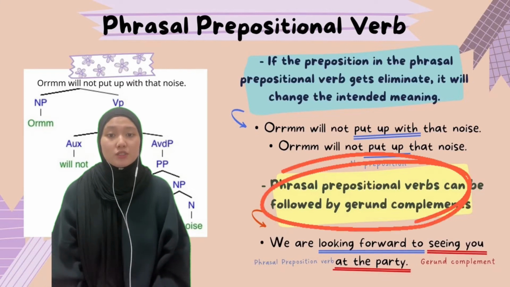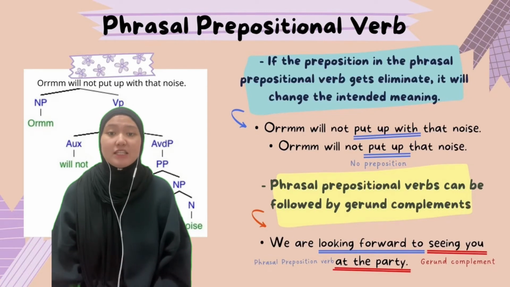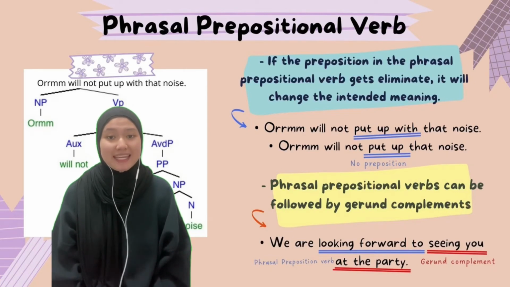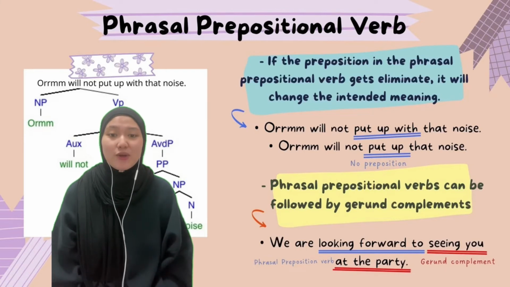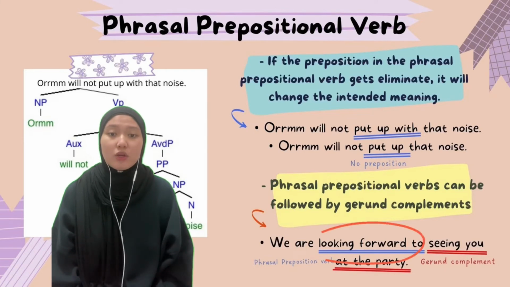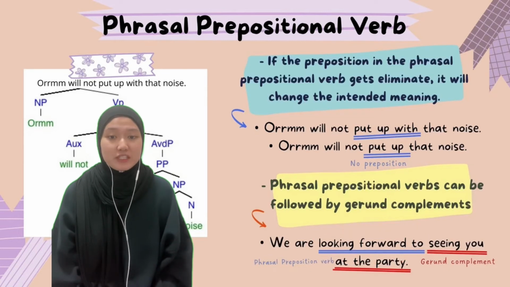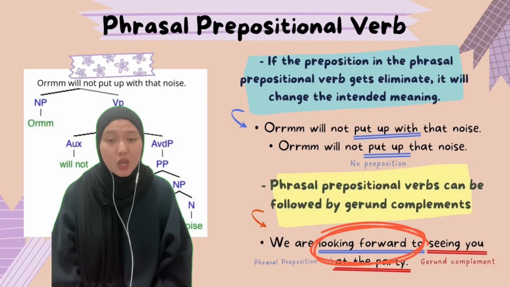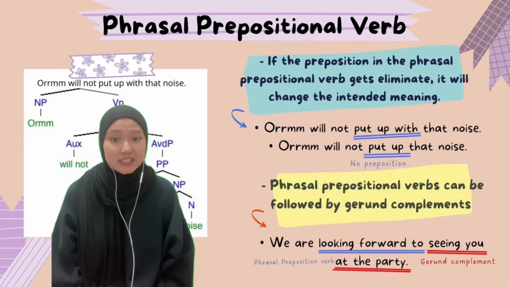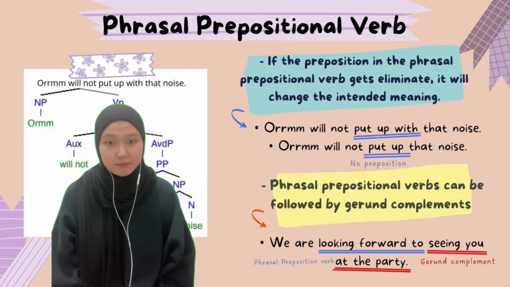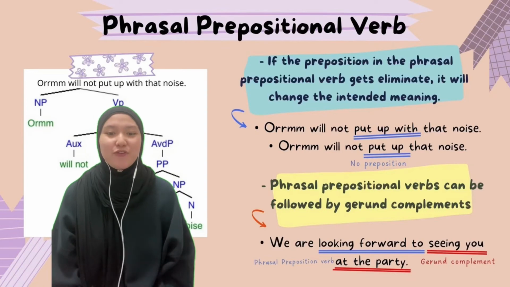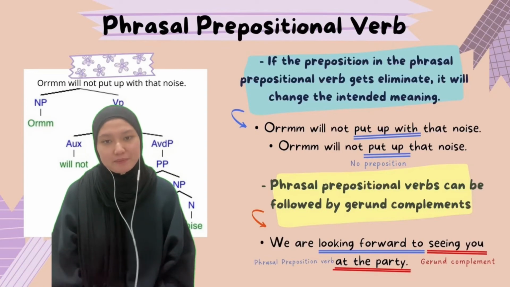You can also use a gerund complement after the phrasal prepositional verb in a sentence. For example, we are looking forward to seeing you at the party. Looking forward to here is the phrasal prepositional verb, which is followed by the gerund complement, seeing you at the party. So, that is all for phrasal prepositional verb.